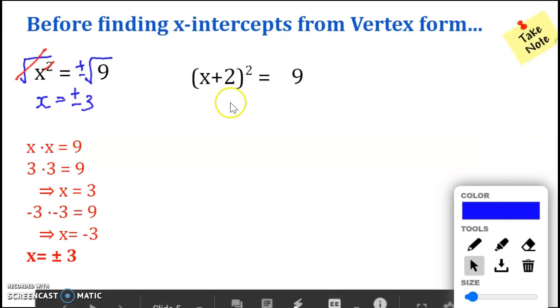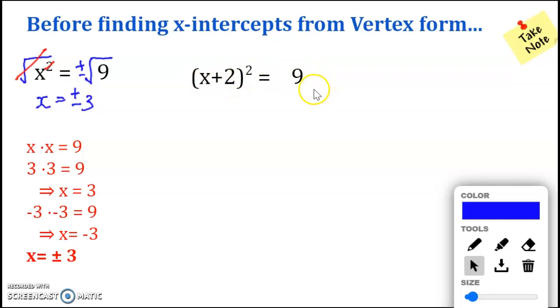Okay, let's try another problem. What if it was x plus 2 all squared is equal to 9? Again, we are allowed to take a square root of both sides, and we do that to get rid of this square sign. But because we're taking a square root with some variable inside the square root symbol, we need to put plus or minus on the other side because it could be positive or negative. As before, the square root and square cancel each other out, and you're left with x plus 2 is equal to plus or minus, what is square root of 9? That's 3.